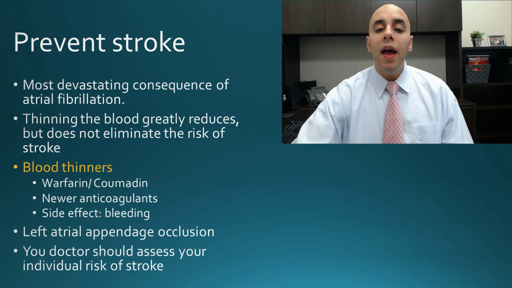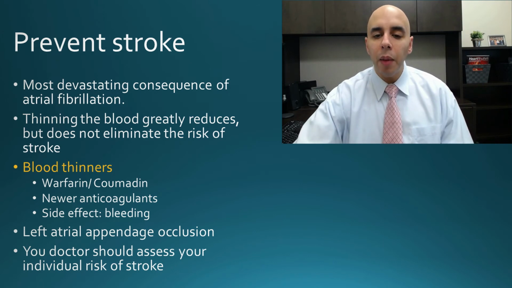for bleeding. And there's this newer category of devices called left atrial appendage occlusion. So for people who can't be on a blood thinner, that's an option that you and your doctor should talk about. And you should, anytime you're diagnosed with atrial fibrillation, and periodically, your risk for stroke should be assessed to target you for the best type of therapy.